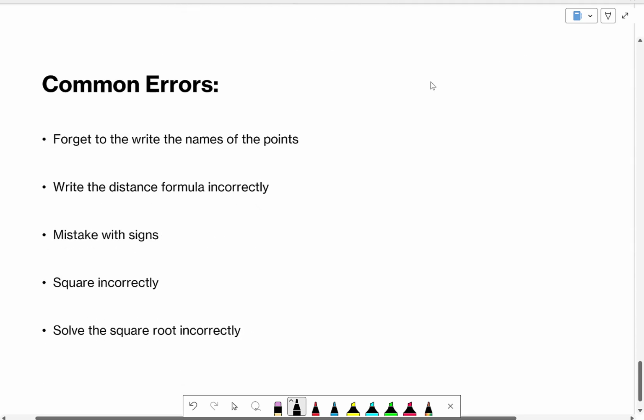The last part we're going to talk about are the common errors. One of the most common errors, people forget to write the names of the point.